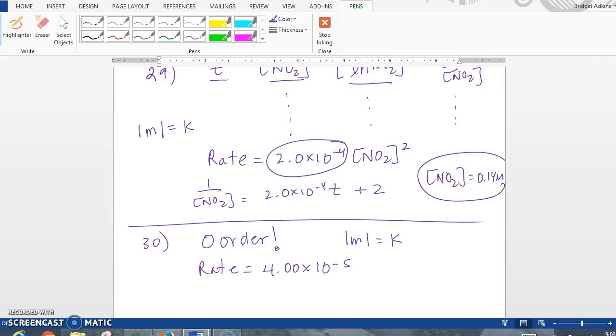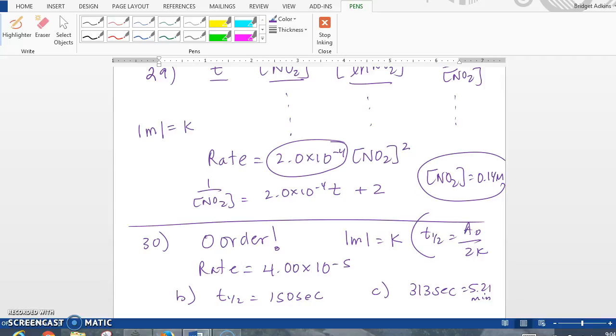Your integrated rate law would be the concentration of C2H5OH equals negative 4.00 times 10 to the negative 5th T plus the initial concentration of C2H5OH. Part B, your half-life comes out to 150 seconds, or about 2.5 minutes. And part C, you get 313 seconds, which is 5.21 minutes. And that's using the half-life formula, T1 half equals A naught over 2K.